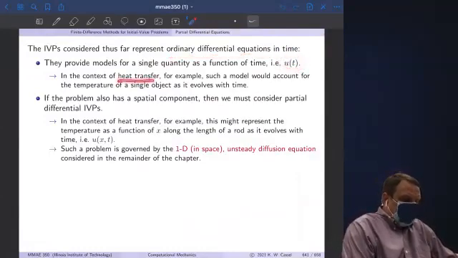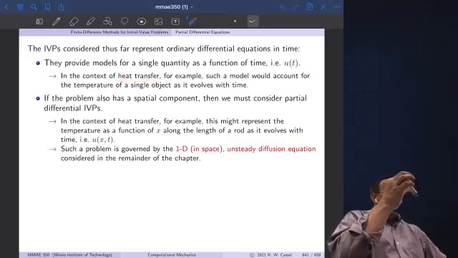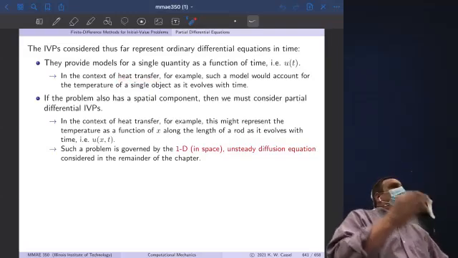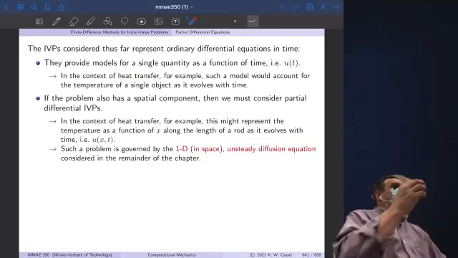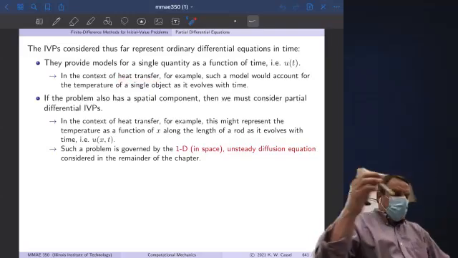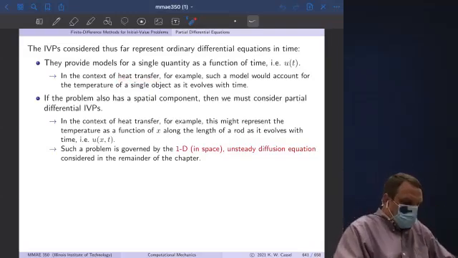In a heat transfer context, that would be like if I have an object, just one object, it has a temperature, and I'm tracking that temperature with time. So it's just U as a function of t. As time changes, how does the one value of temperature evolve?